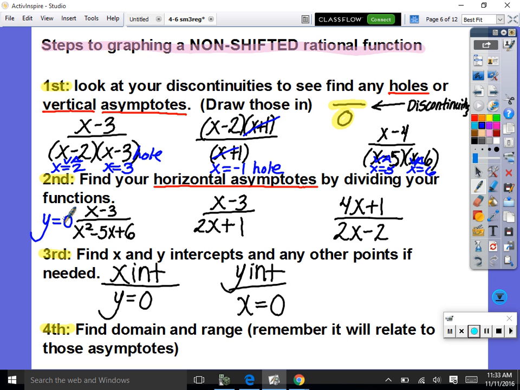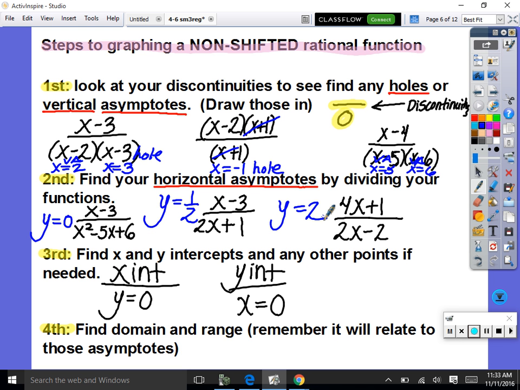X minus 3 divided by 2x, the leading terms is what we would be dividing by. Do they divide evenly without an x? 1/2? 1 over 2? So we'd have a horizontal asymptote at 1/2. We fill out the half, draw it in. Right here, 4x plus 1 divided by 2x, we would have a horizontal asymptote at y equals 2. 4 divided by 2. Everybody good with that?